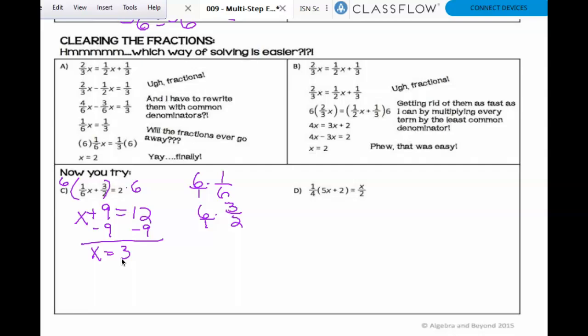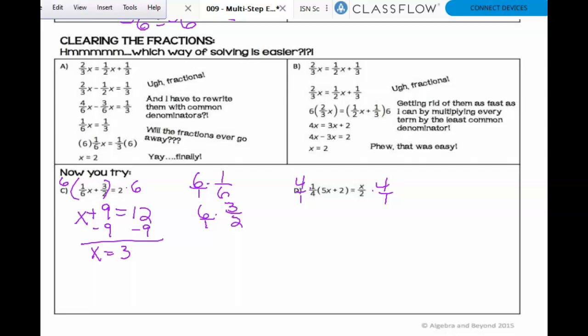Okay. On the next one. What is the lowest common denominator? I have 4 and 2. 4. So we're going to multiply both sides by 4. Now here's my question. I'm going to multiply this side times 4 and this side times 4. I put a 1 under it to help you multiply.